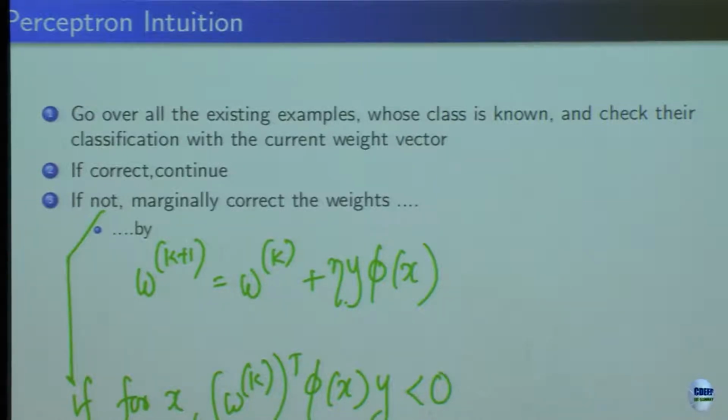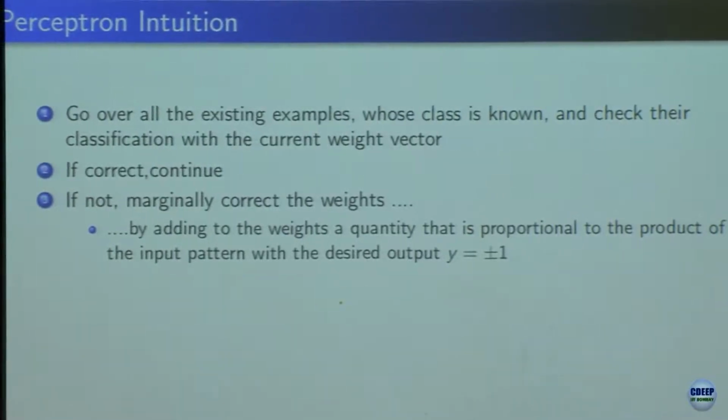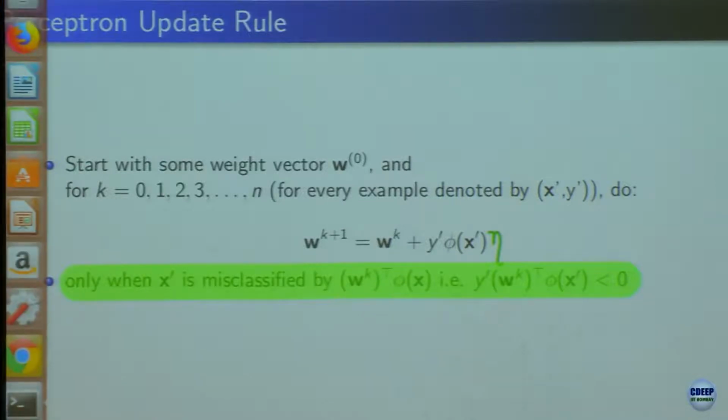Now let's get to the core of the point. By adding to the weights a quantity proportional to the product of the input pattern with the desired output, and that is what we showed. Okay, so this is the update, and now we are going to try and understand this eta. I have used x prime, y prime instead of x to make it explicit that we are dealing with some query point, in the sense from the training data set. Okay, start with some weight vector, and for k equals 0, 1 to n, for every example denoted by x prime, y prime, do this only when x prime is misclassified. Now let us try and get into what this quantity is.